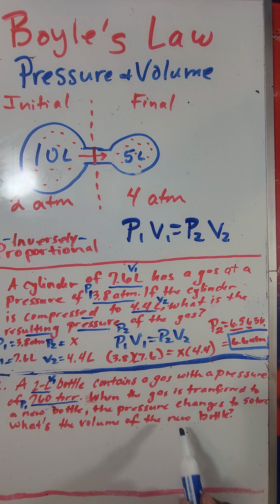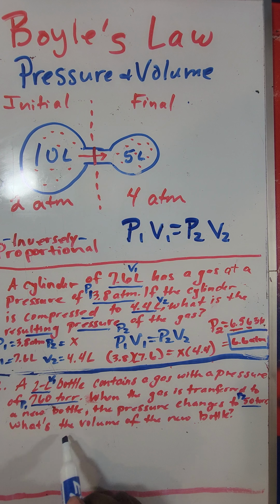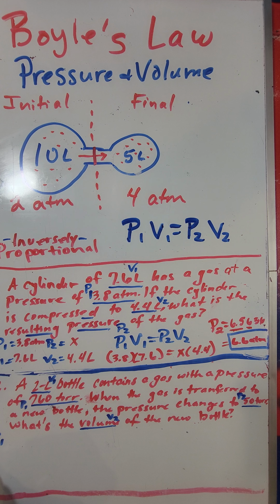To a new bottle, the pressure changes to 50 torr. So this is going to be our P2. It says, what's the volume? So we're looking for V2 of the new bottle. So we've got P1, V1, P2, V2.